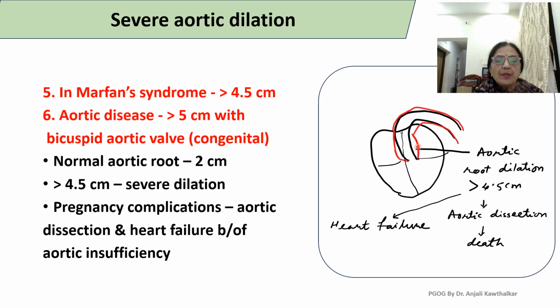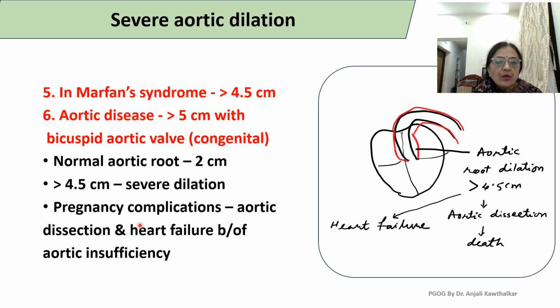In these women, pregnancy is contraindicated because there is a high risk of aortic dissection. And with the aortic dissection, there can be a hemorrhagic pericardial effusion, and the patient ultimately will have a difficult time, and high chances of maternal morbidity and mortality will be there. The patient will go into failure; high risk of failure will be there whenever the dilatation is greater than 4.5 centimeters. Normal aortic root is 2 centimeters. Greater than 4.5 centimeters indicates severe dilatation.